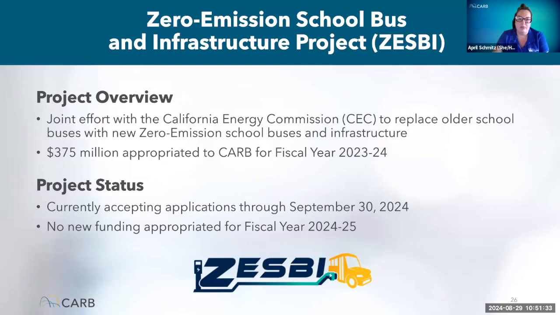Last year, CARB received $375 million for the first round of ZESB funding and expects to replace approximately 1,000 old combustion school buses with new zero-emission school buses, while CEC receives additional funding to support the installation of charging infrastructure and associated costs.